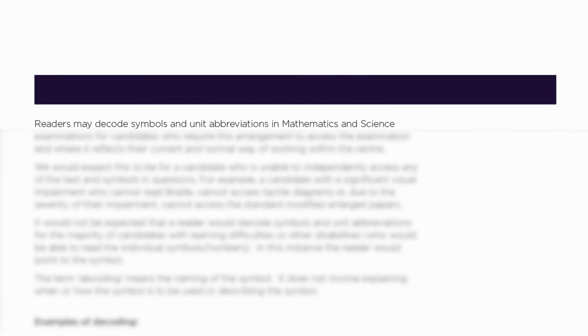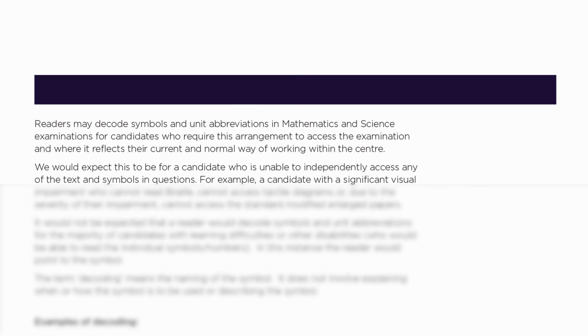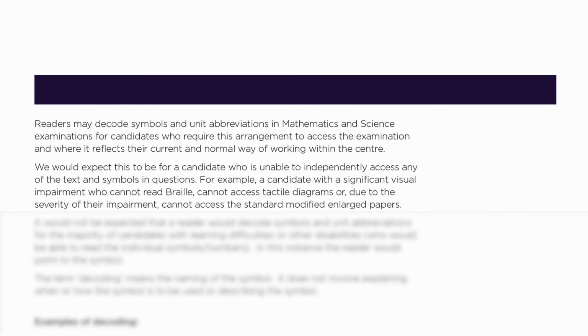Readers may decode symbols and unit abbreviations in mathematics and science examinations for candidates who require this arrangement to access the examination and where it reflects their current and normal way of working within the centre. We would expect this to be for a candidate who is unable to independently access any of the text and symbols in questions. For example, a candidate with a significant visual impairment who cannot read Braille, cannot access tactile diagrams, or due to the severity of the impairment cannot access the standard modified enlarged papers.